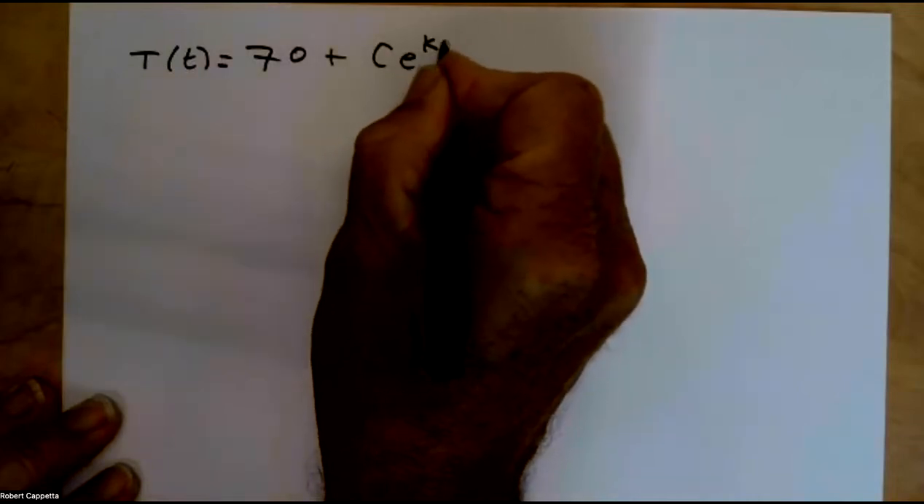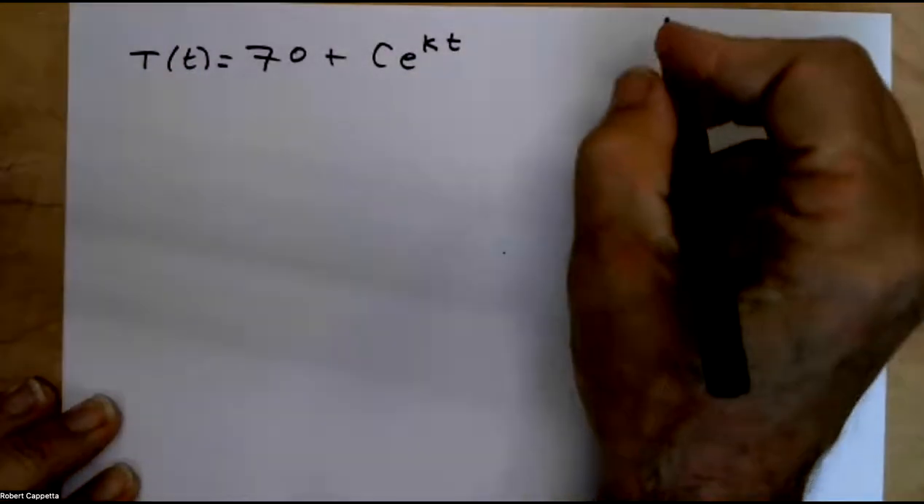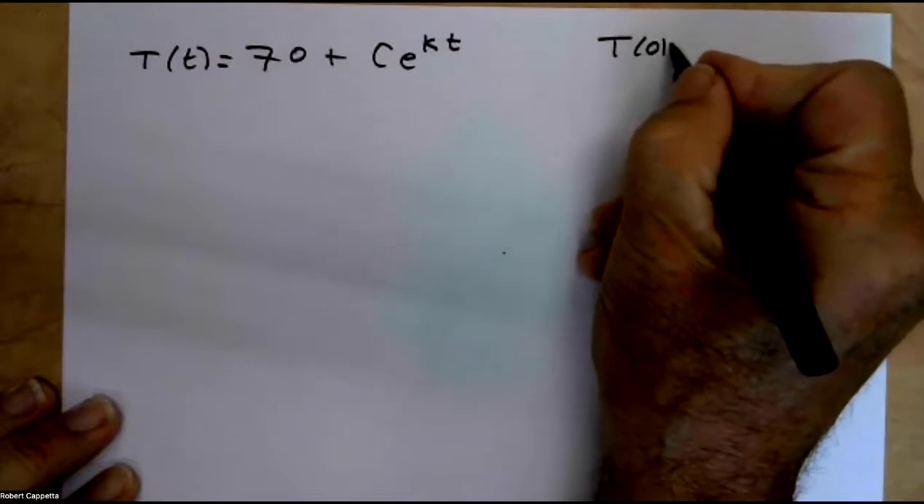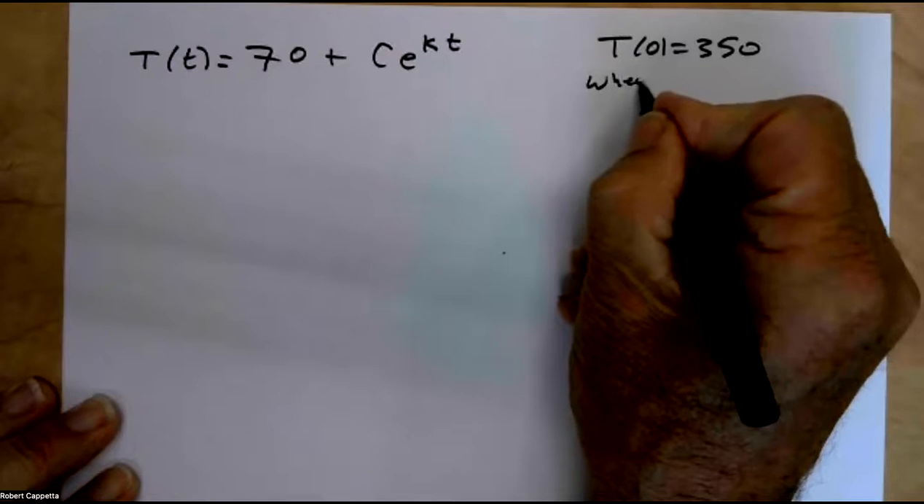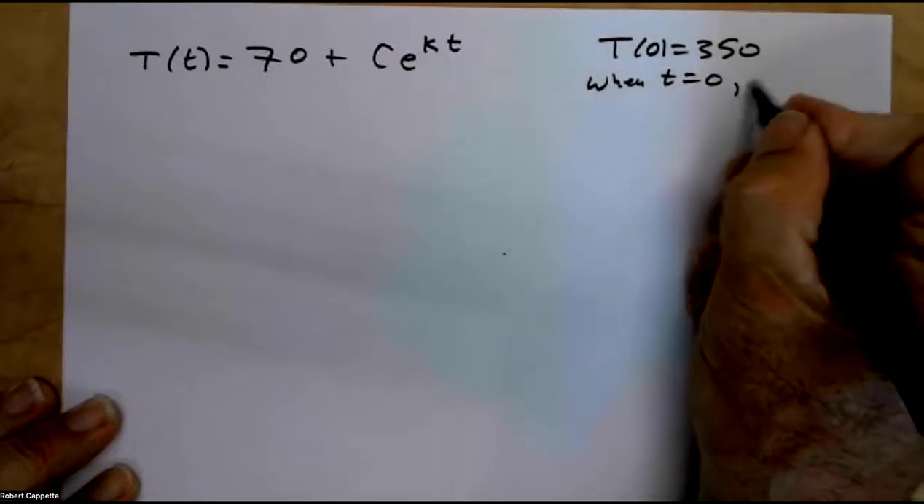Rewriting it on the left, I will say big T of t is 70 plus CE to the KT. T of 0 equals 350, which means when little t is 0, big T is 350.